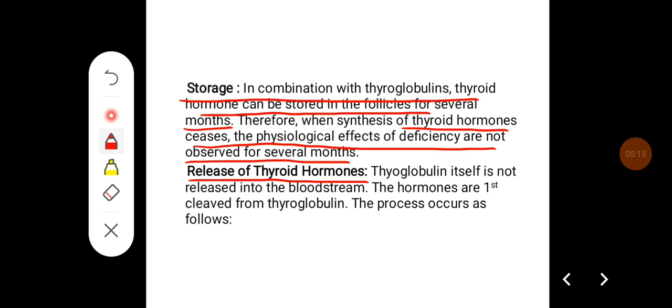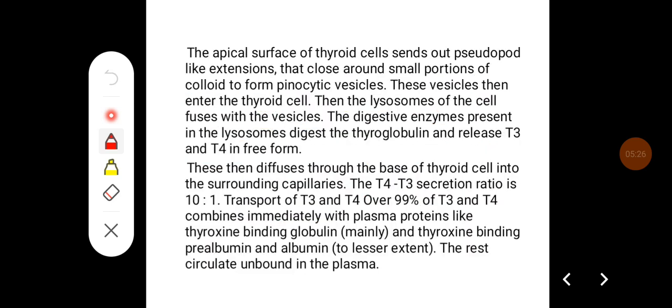Release of thyroid hormones. Thyroglobulin itself is not released into the bloodstream. The hormone are first cleaved from thyroglobulin. The process occurs as follows. The apical surface of the thyroid cells sends out pseudopod-like extensions that close around the small portion of colloid to form pinocytic vesicles. These vesicles then enter the thyroid cell.